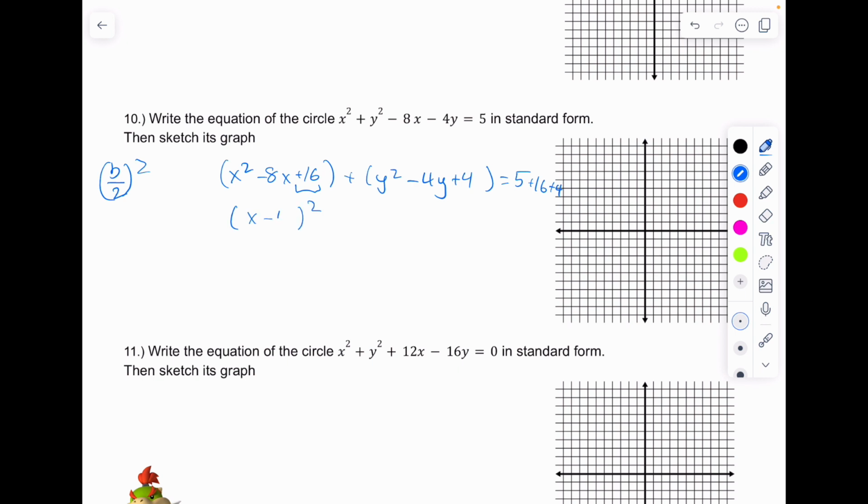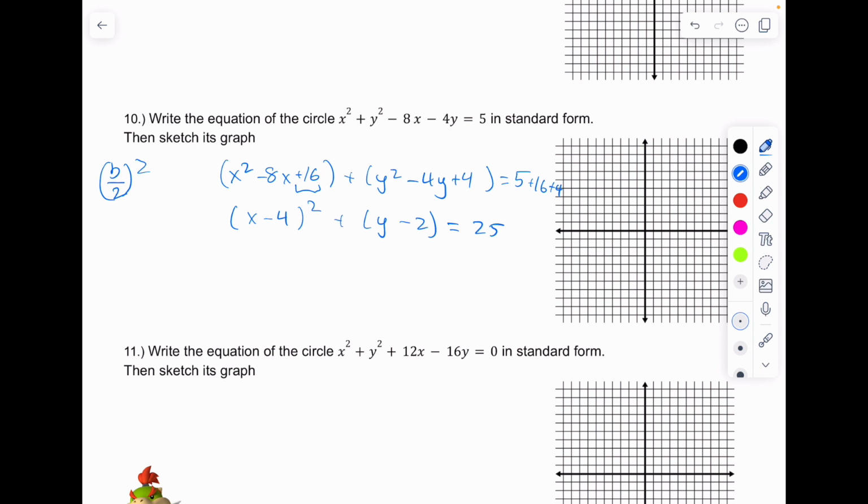(x minus 4) squared plus (y minus 2) squared equals 16 plus 4 is 20. 20 plus 5 is 25. 25. I chose a very nice number for you all. You're welcome.